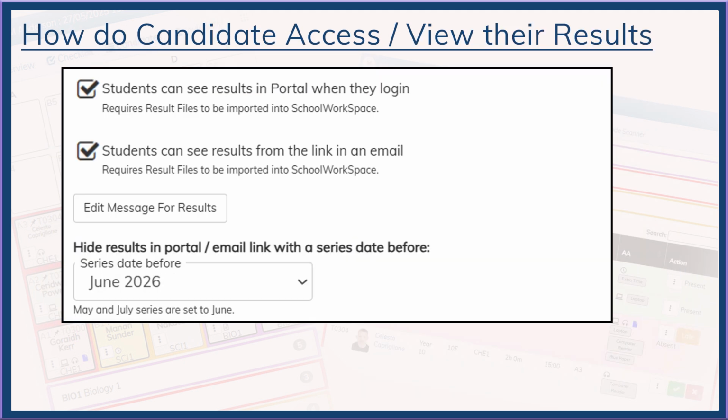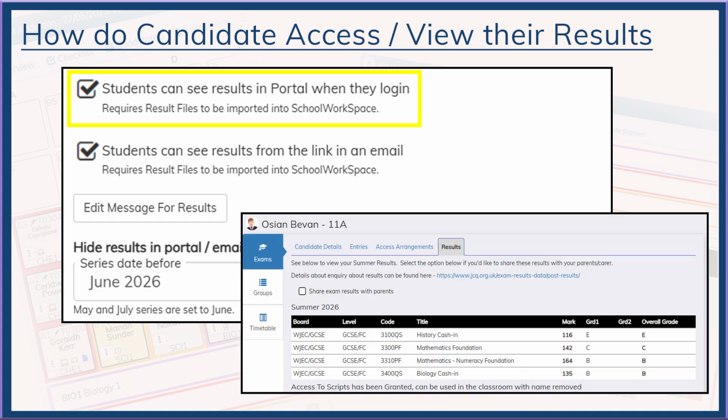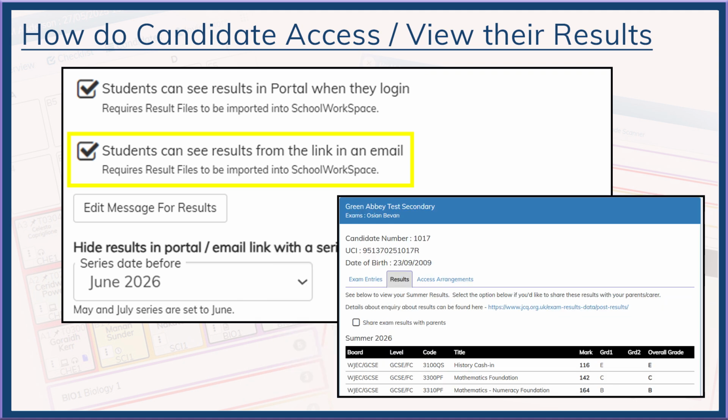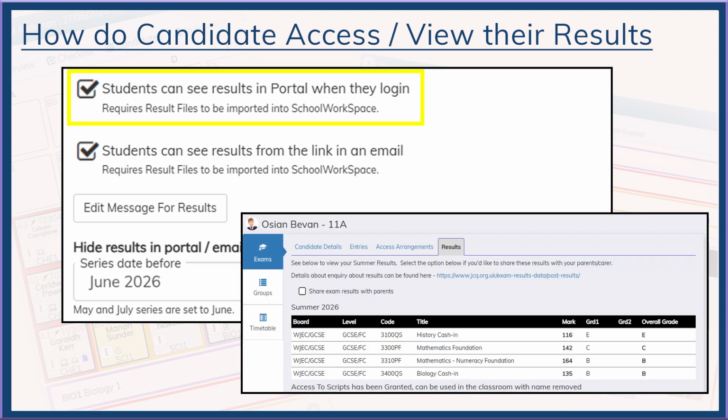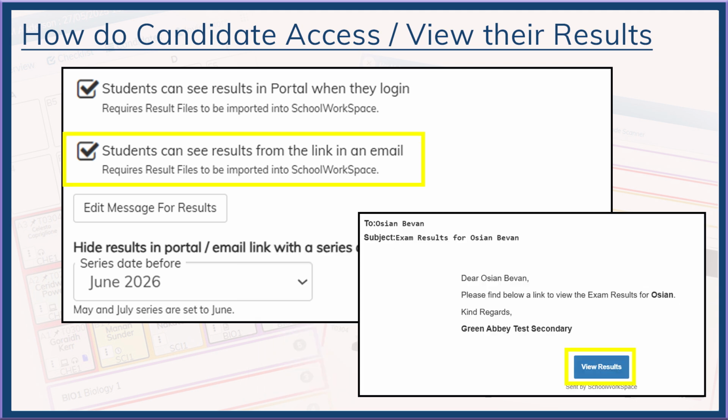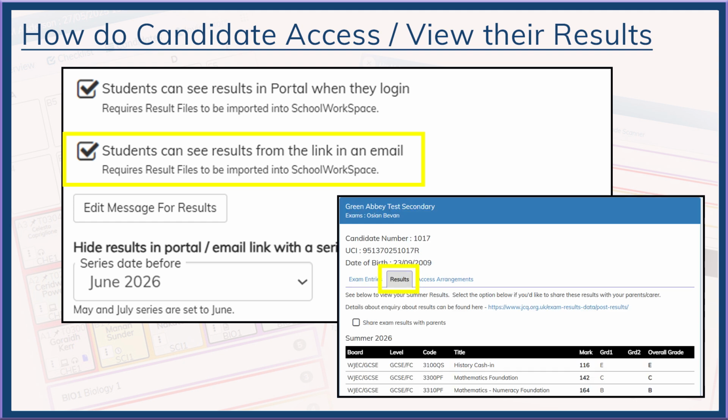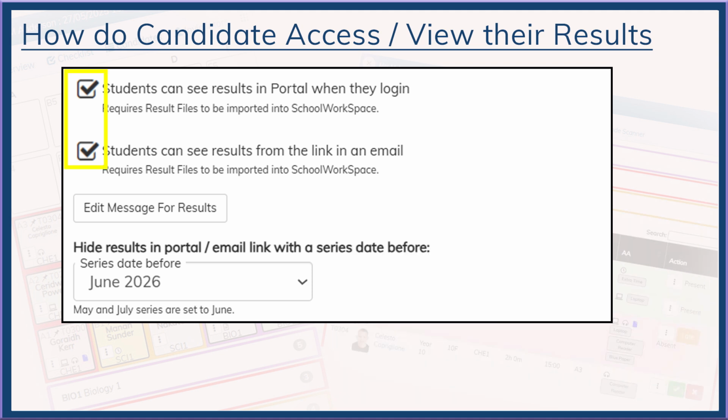Candidate access to results. The next section controls how candidates can access and view their results. There are 2 available options. Students can see results in portal when they log in and students can see results from the link in an email. The first option allows candidates to log into the candidate portal and view their results. The second option allows candidates to access their results directly from a secure link contained within an email. This means candidates can view their results without needing to log into Exams Assist. Centers can enable either option independently or enable both, giving candidates multiple ways to access their results.